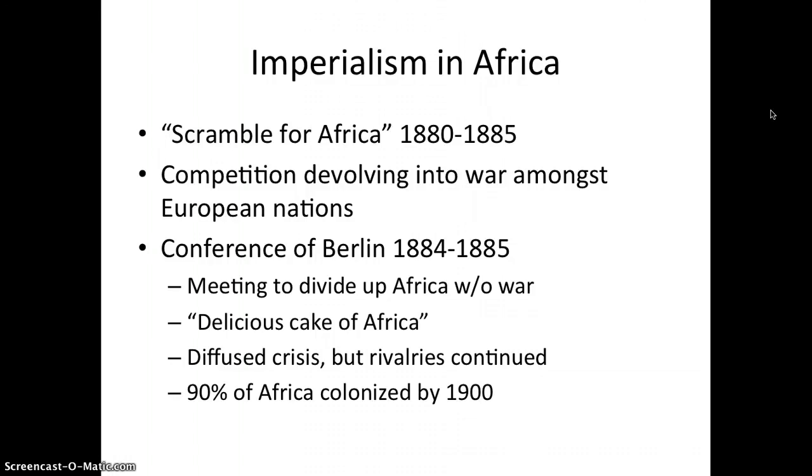Fortunately, it doesn't. We push that off for now because in 1884 and 1885, the French and the Germans, specifically Otto von Bismarck, invite the countries of Europe to a meeting to sit down and divide up Africa without using violence or war, and carve up what they called the delicious cake of Africa. So they sit over a map, there's no Africans there, and they carve up who's going to get what. And this does diffuse the crisis, but the rivalries continue. You read about the conquering of the Sudan, for example, by the British. But look at this, by 1900, 90% of Africa is colonized. 90%. We went from 10% of a presence of Europeans to 90% in a decade and a half.